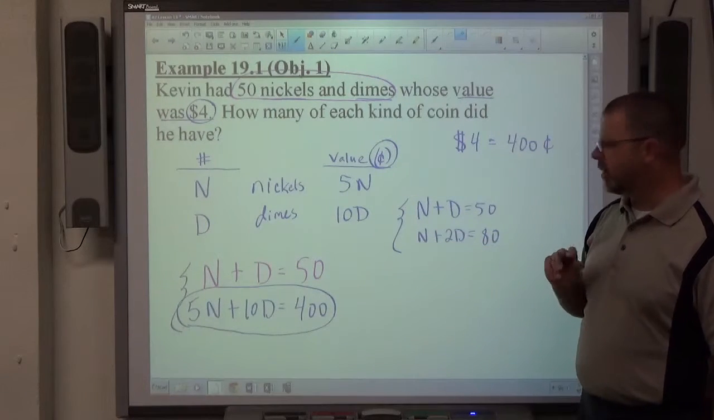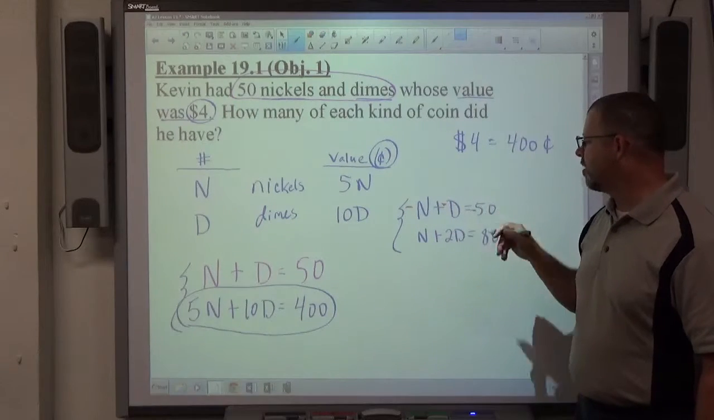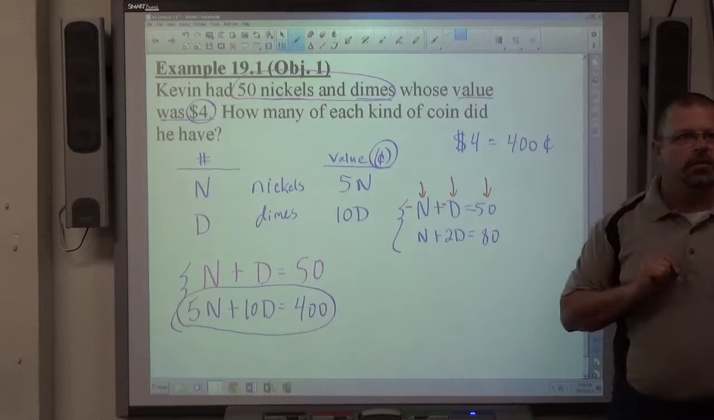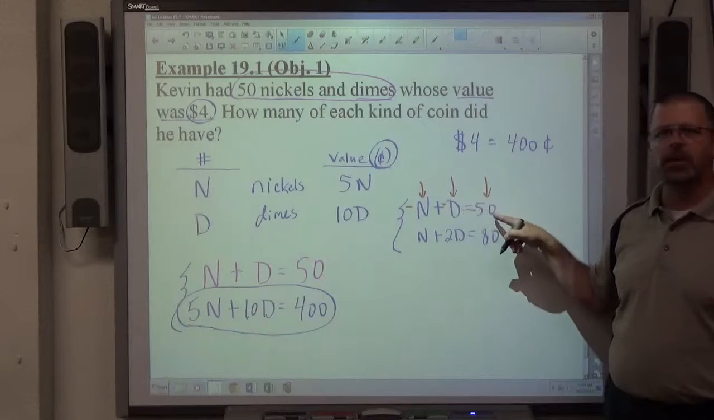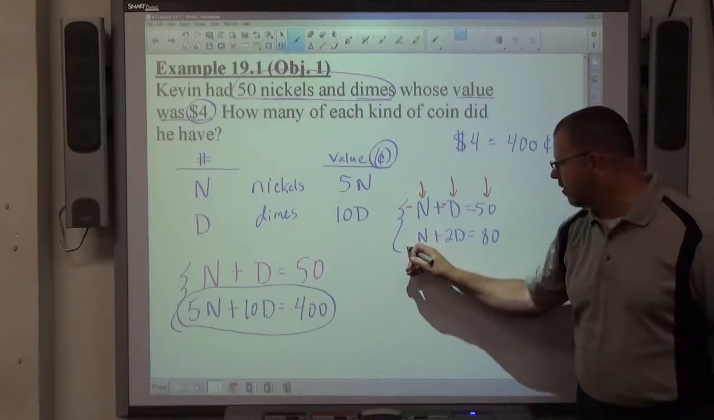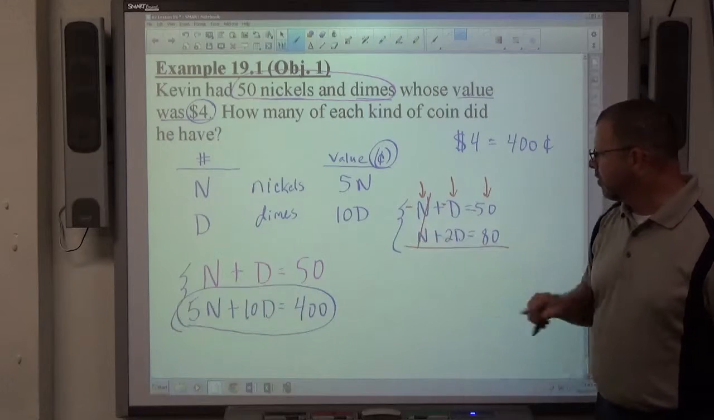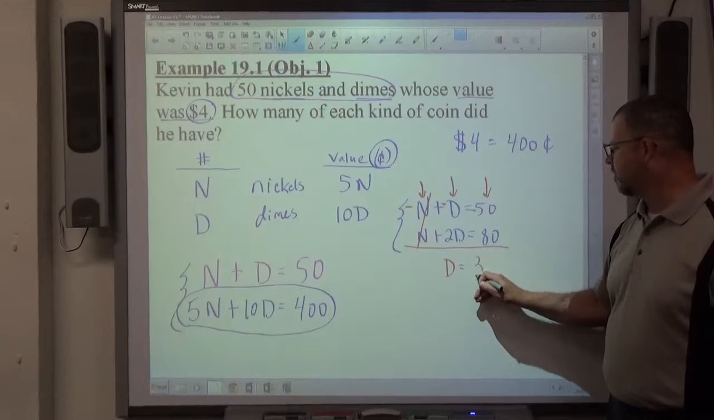I need to make one of them different, so I'm going to change the equation on top to minus N, minus D, and minus 50. Be careful, if you change one thing, you change all things. All right? Most common mistake in a system of equations is that we change a couple of these, we forgot to change the constant, something like that. So be careful that everything changes. Negative N plus N cancels. Negative D plus 2D makes 1D. Negative 50 plus 80 makes 30.